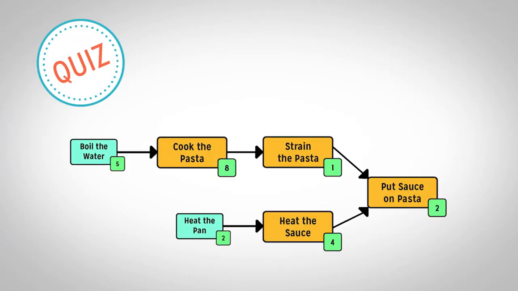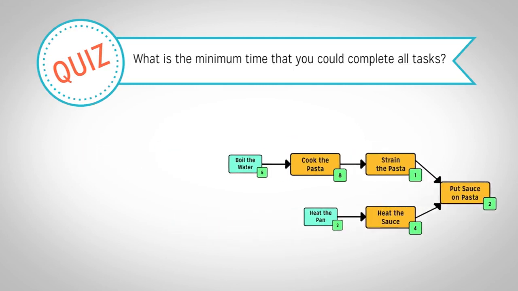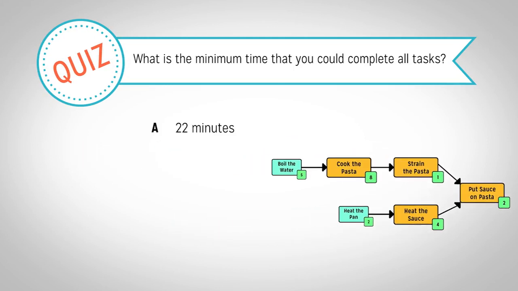Given this segment of a CPM chart, what is the minimum time that you could complete all tasks? A, 22 minutes, B, 14 minutes, C, 8 minutes, or D, 16 minutes.